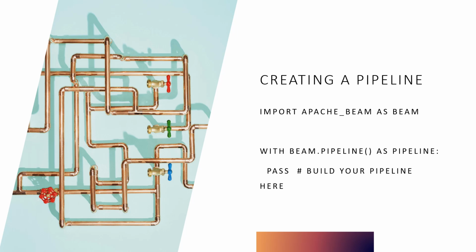If you look here, here's an example of the format that you should use when creating a pipeline object. You're going to import Beam, and you're also going to say with beam.Pipeline as pipeline, and then you're going to construct your pipeline after that. So this is the format that we're going to be using every time.